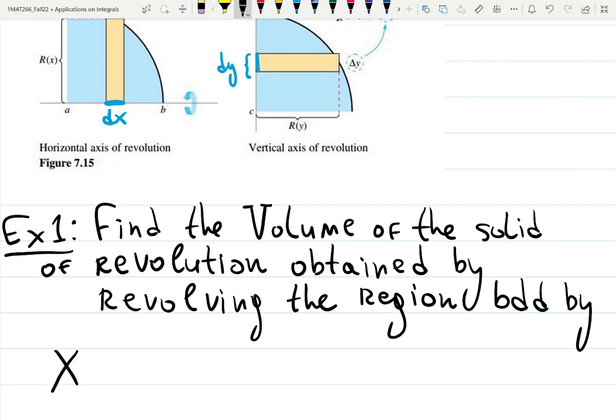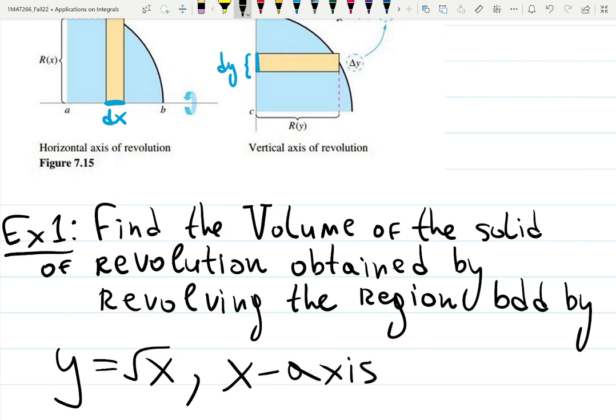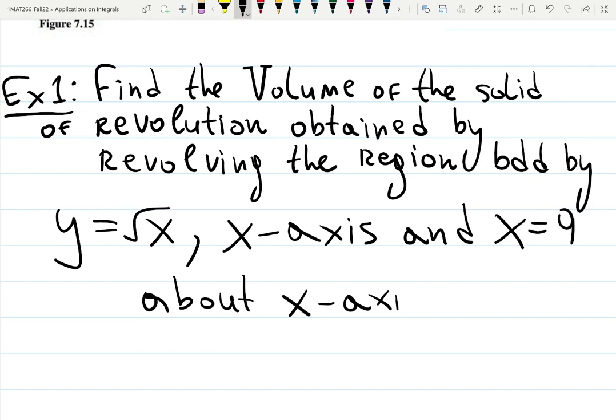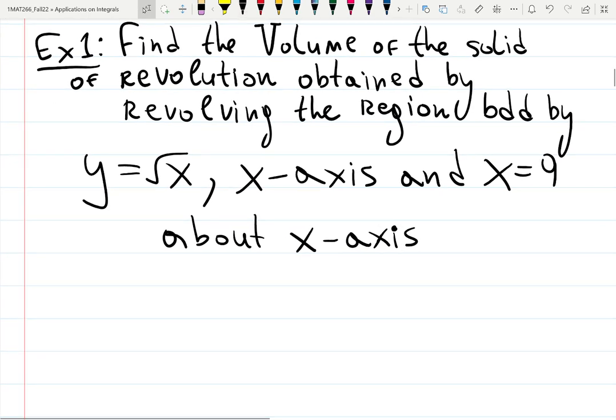Bounded by y equals square root of x, x-axis, and at x equals 9. This is not enough information. This creates a 2D object, but how this object will be rotated comes down to the axis. About x-axis. This is new information. And it not necessarily has to be an axis. It can be another line or anything else.